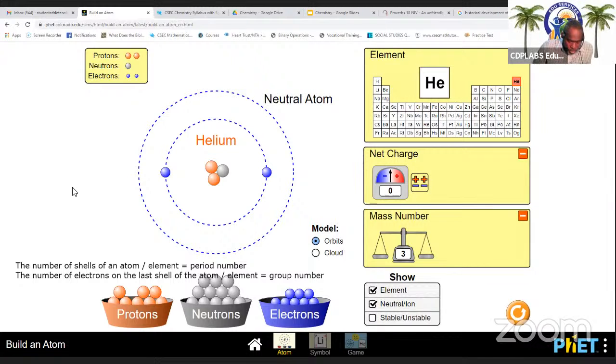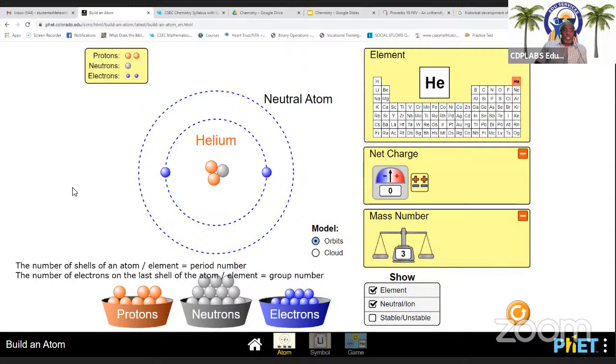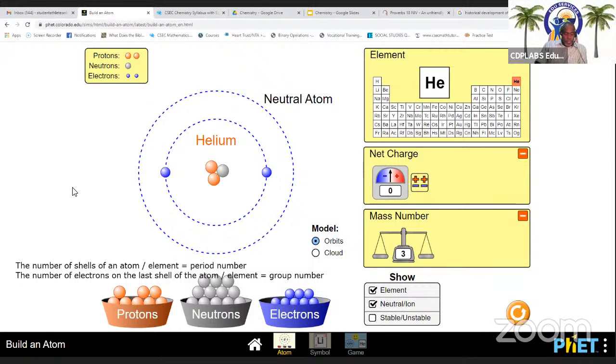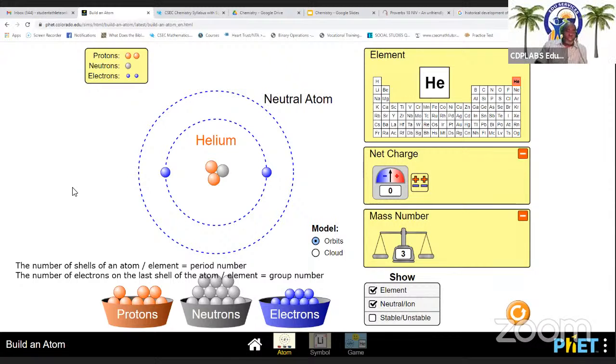Good? Yes. I say yes, sir. Good. And how many electrons does it have in its last shell? 2. Good. So which group is it in? Which group is helium in? Group 1 or group 2?